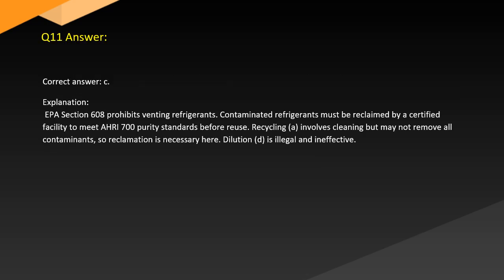Answer. Correct answer: C. Explanation. EPA Section 608 prohibits venting refrigerants. Contaminated refrigerants must be reclaimed by a certified facility to meet AHRI 700 purity standards before reuse. Recycling, A, involves cleaning but may not remove all contaminants, so reclamation is necessary here. Dilution, D, is illegal and ineffective.